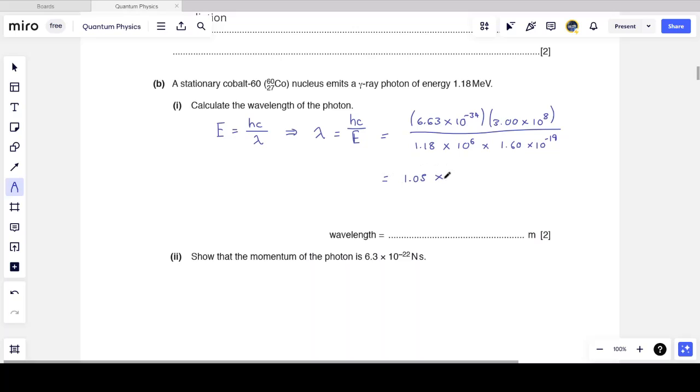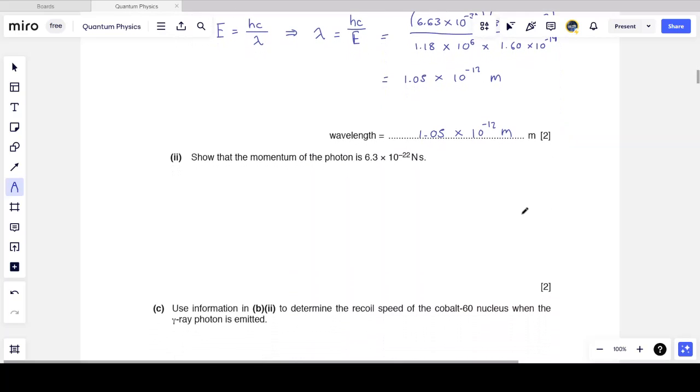And what I get is a wavelength of 1.05 times 10 to the minus 12 meters. And since I'm given everything in three significant figures, I can keep it in my final answer in three significant figures: 1.05 times 10 to the minus 12 meters, a very short wavelength photon. And hence it's a gamma ray, short wavelength, high frequency.